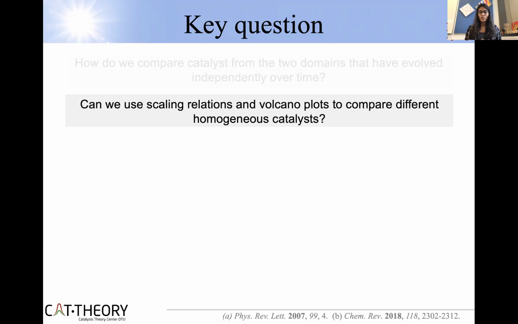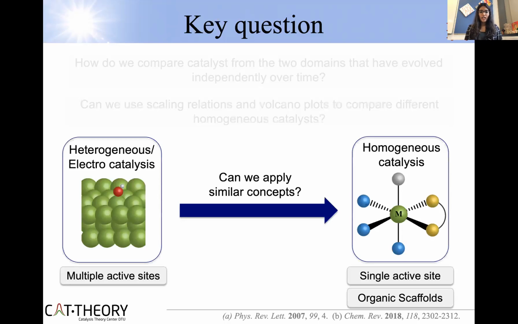So this was the question that I asked myself, and it was not very obvious, because on one hand we have multiple active sites in heterogeneous catalysis, and on the other hand we have homogeneous catalysis, where we have a single site and different organic groups around it. So the question was, can the concepts from heterogeneous catalysis be applied to homogeneous? That is, scaling relations and volcano plots.